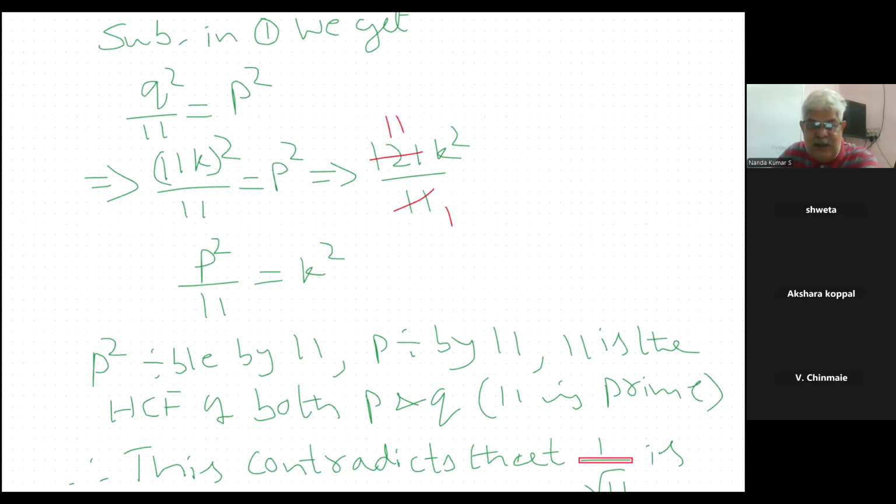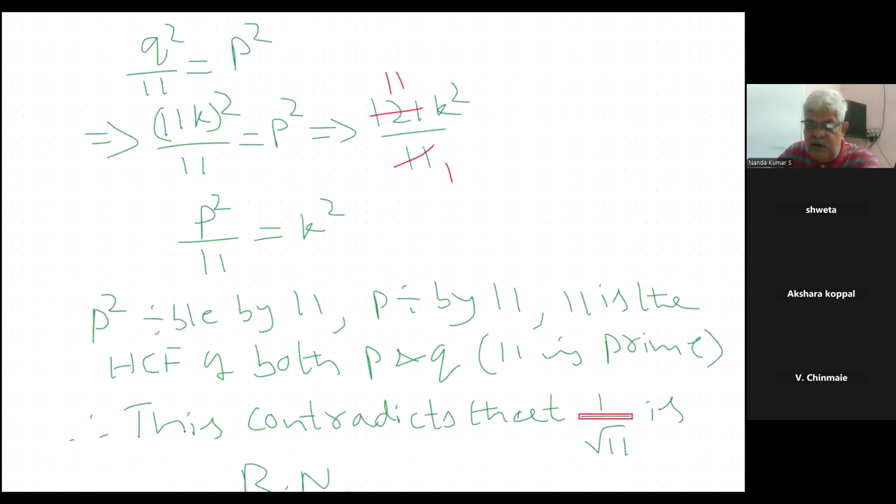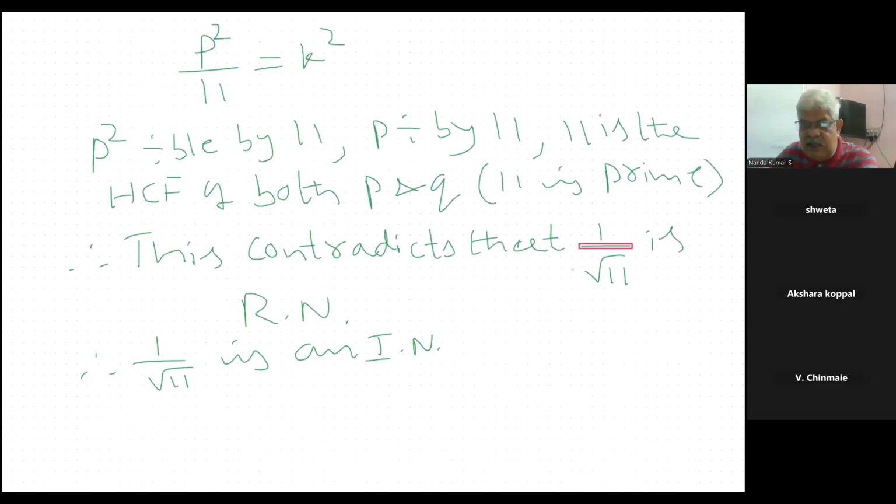Once you get it, children, again the similar steps you have to understand. As p square is divisible by 11, p is also divisible by 11. Therefore, 11 is the HCF of p, and 11 is a prime number. So what we proved here: 11 is the HCF of p and 11 is also the HCF of q. This contradicts that 1 by root 11 is a rational number. As the contradiction has arisen, 1 by root 11 is proved as an irrational number.